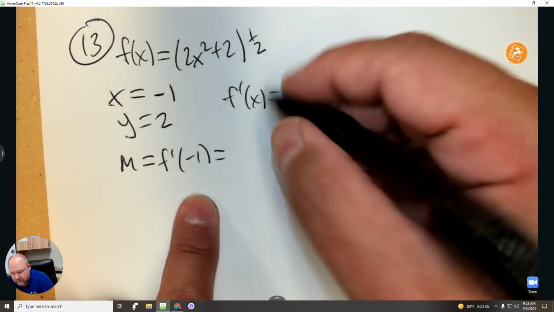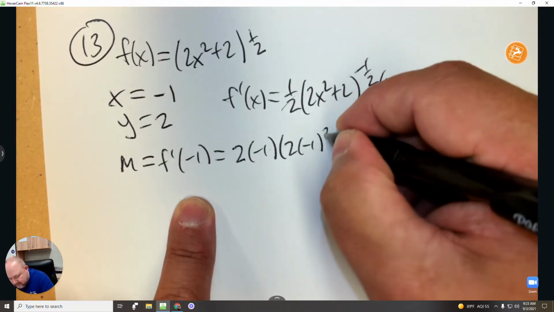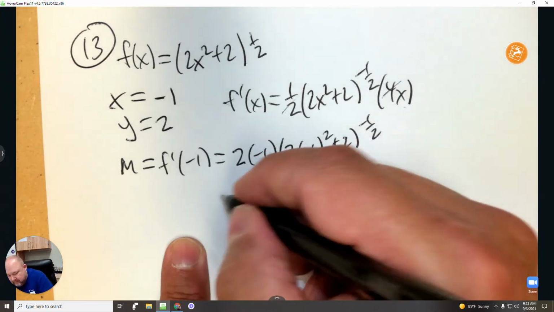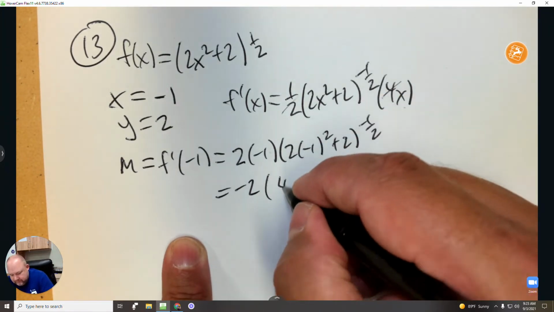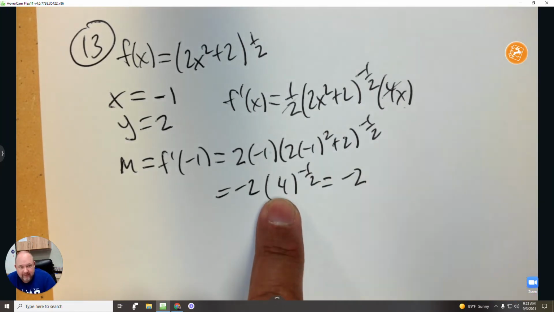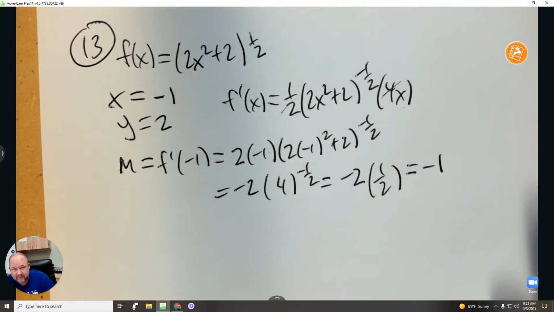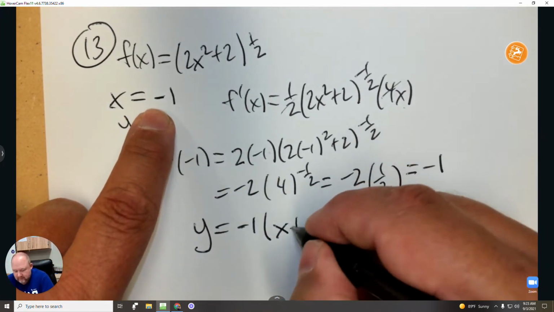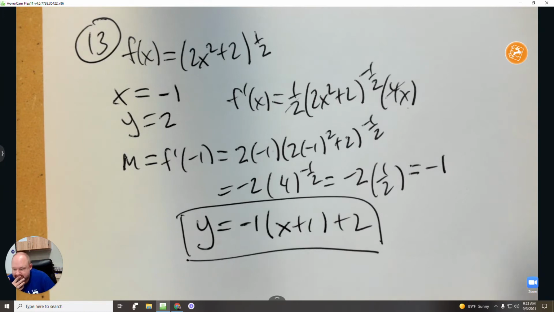Now I'm going to simplify it. 4 times 1/2 is 2x. And then we have -1, so we have -2. This is 1 times 2 plus 2, the square root of 4, and then the reciprocal. So that's 1/2. So altogether that slope is -1. So the equation would be -1 times (x plus 1) plus 2. And there it is. Fun, right? Number 14.